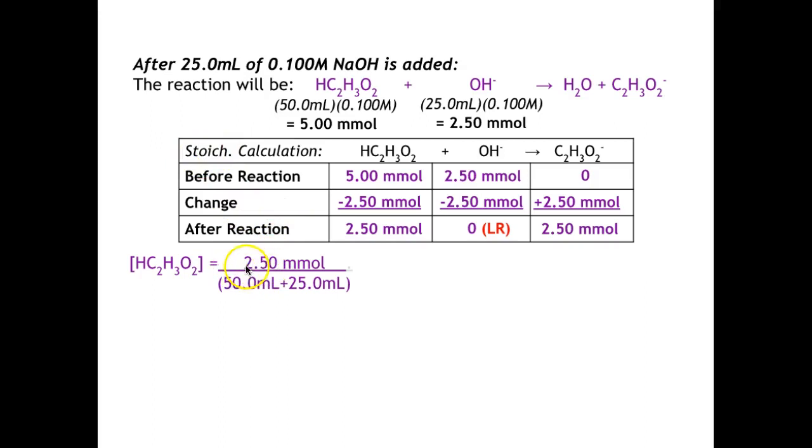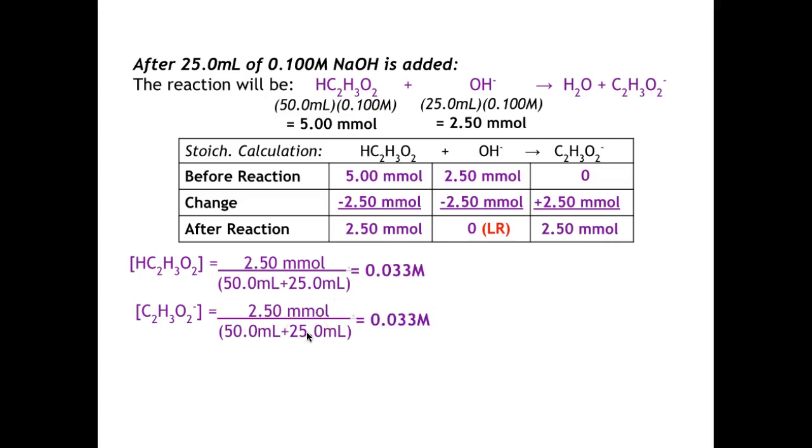So again, we're going to take our millimoles of acid and divide by our total volume, the 50 milliliters of the acid plus the 25 milliliters of base that we added in there. And so our new concentration for our weak acid is 0.033 molar. We're going to do the same thing for the conjugate base, our acetate ions: 2.5 millimoles divided by our total volume, 75 milliliters, so 0.033. Now we're going to take these new values and put them into the ice table.